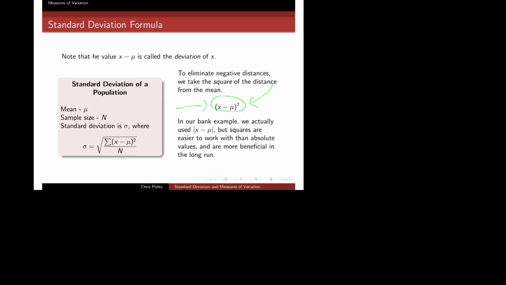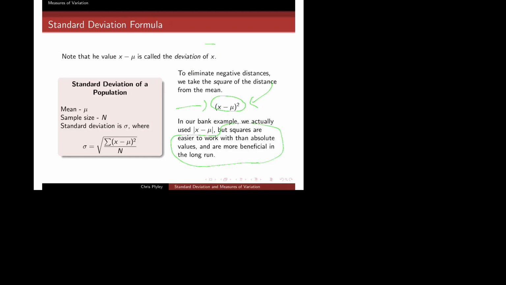It squares things to turn them positive instead. It ends up being more beneficial in the long run of statistics. So we first find our value x minus mu. That's called the deviation of the particular data point, x. And then to find its distance from the mean and ensure that it's positive, we square it. We get (x minus mu) squared.